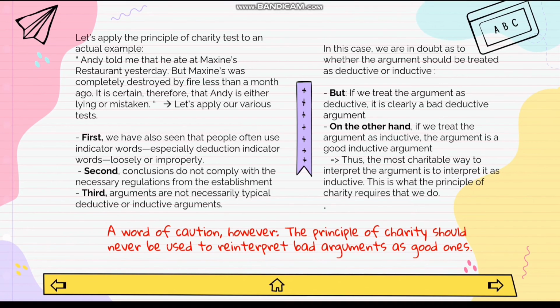A word of caution, however. The principle of charity should never be used to reinterpret bad arguments as good ones. The principle of charity is a principle of interpretation, not a principle of argument repair. It should not be used when it is clear what argument has actually been put forward.